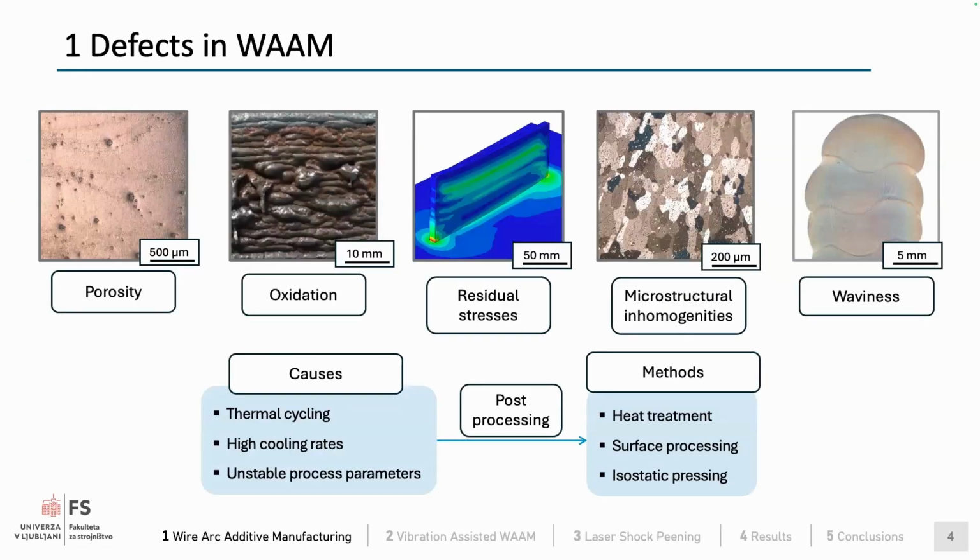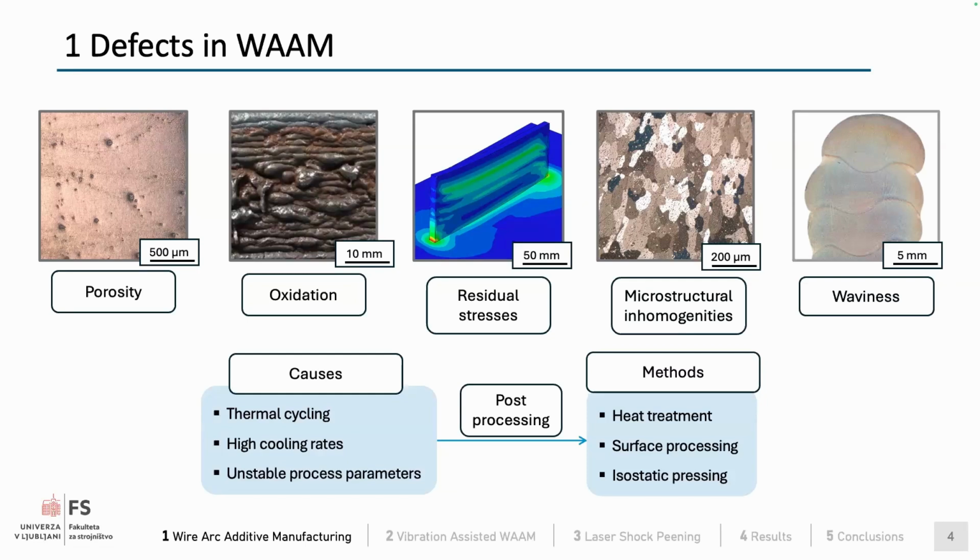Because this method of using WAM is quite robust but has certain problems, because of the thermal cycling, high cooling rates, and unstable process parameters, a number of defects can happen. Among the most important ones is the occurrence of gas porosity, especially in aluminum alloys due to hydrogen solubility. The other one is oxidation, and this one is an example for maraging steel. Then there are residual stresses because of the thermal cycling and high cooling rates.